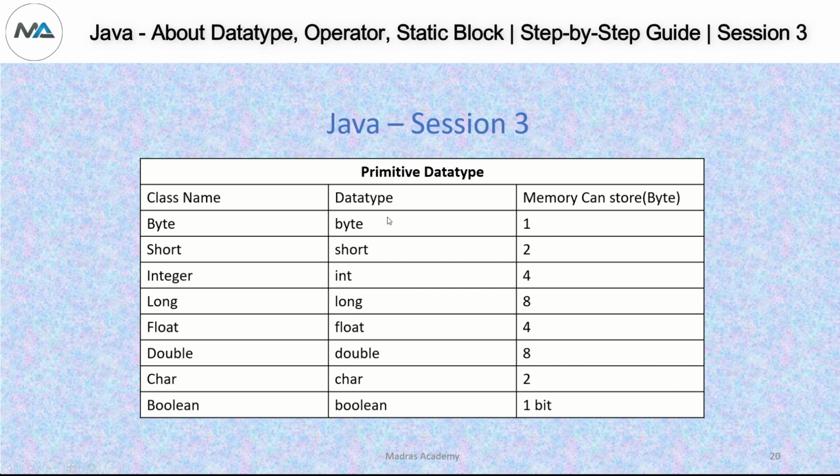And each and every data type has some memory storage capacity, that is called the byte capacity. So for byte we have 1 byte, for short 2, integer 4, long 8, float 4, double 8, character 2, boolean 1 bit. That is, either it is true or false, we can store it here. So like this we can declare the primitive data type, and only this much memory we can store in this data type. And how to declare it, we will see that.